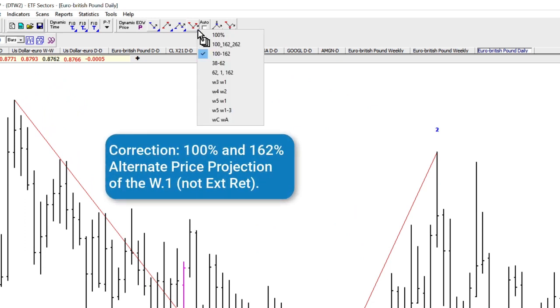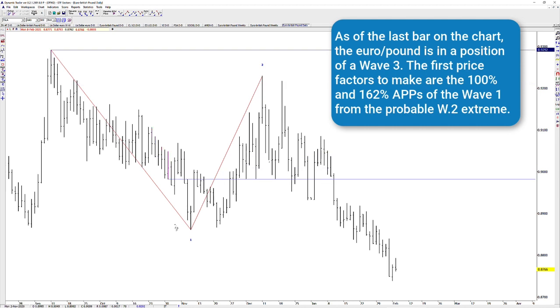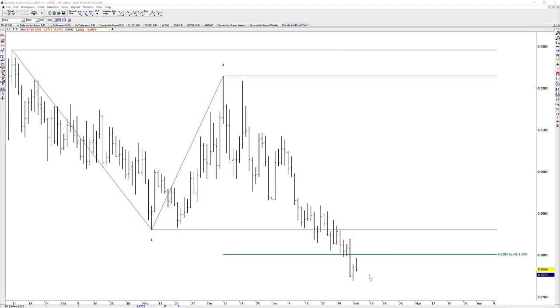162% external retracement of the wave 1. So I've chosen those two. Let's measure the wave 1, do the 162 of the wave 3. We're already well beyond the wave 1 100%. At the 100%, it would look more like it's making an ABC, not a 1, 2, 3.